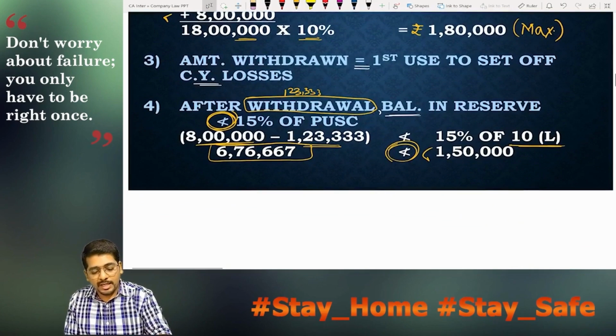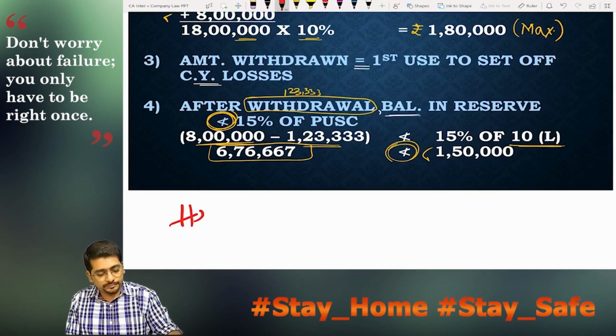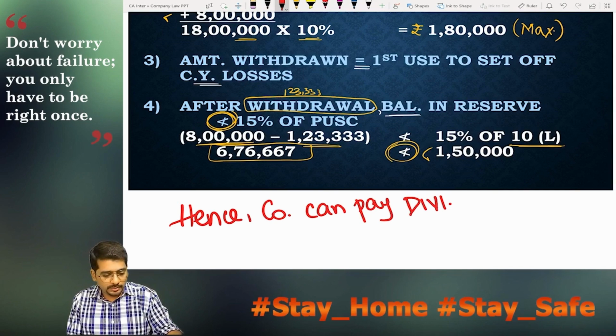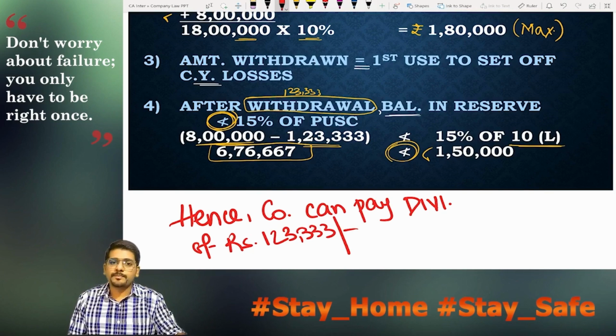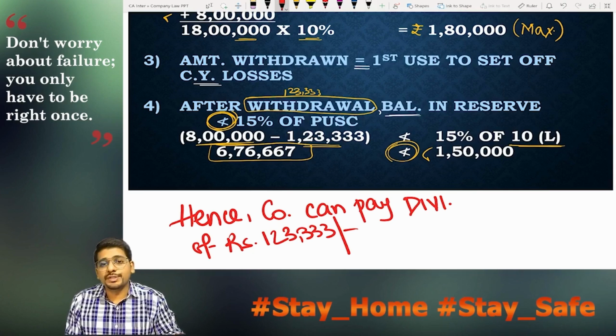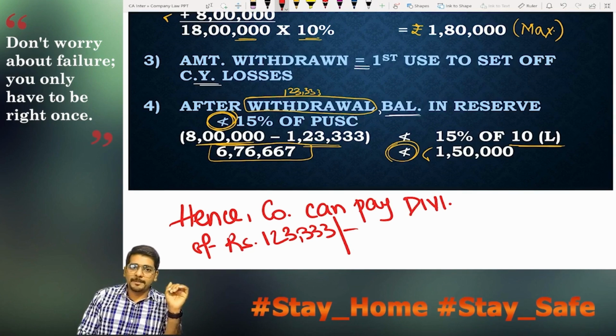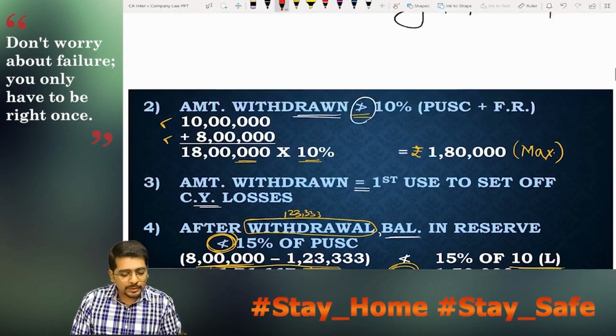Yes. Hence, the company can pay a dividend of rupees 123,333, because all the 4 conditions are satisfied. Is that clear, everybody? Yes, I hope that will be clear.